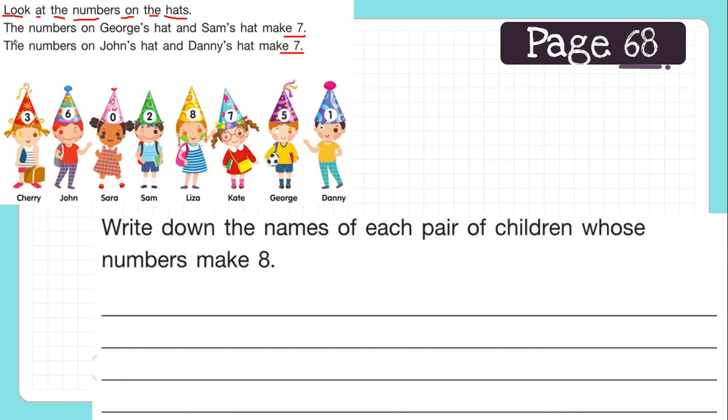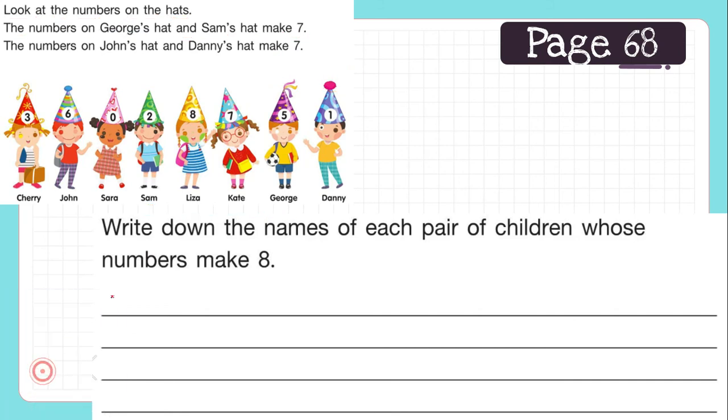So we're going to read first. Okay, so the numbers on George's hat and Sam's hat make 7. Okay, so let's take a look at George. Where is George here? This one. George and Sam. Where is Sam? This one. Okay, so 2 plus 5 equals 7. Correct?